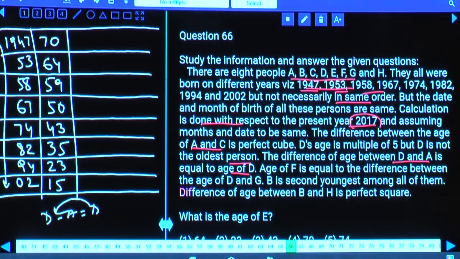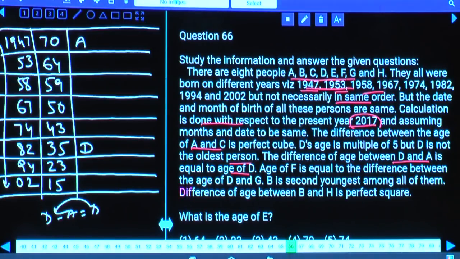Now among these ages, 70, 64, 59, 50 and so on. 15 into 2, 30, it is not there. 23 into 2, 46 is not there. 35 into 2, 70 is there. 43 into 2, 86 is nowhere. Hence, what is the answer here? What is the age of A? A is 70 and D is 35. Clear now?